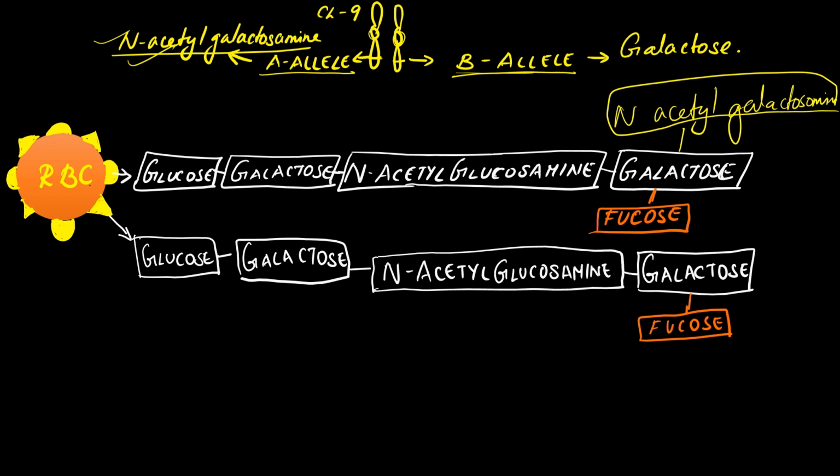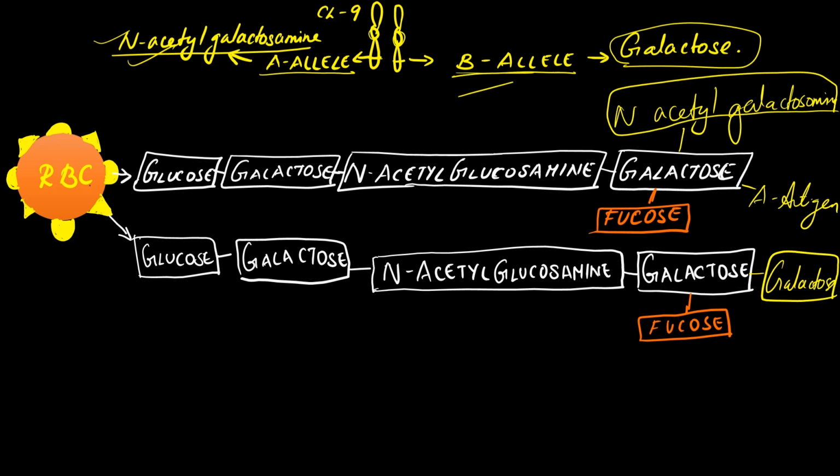N-acetyl galactosamine, and that will be differentiated into A antigen. And now the B allele is there. The B allele will produce galactose transferase, and the transferase enzyme will transfer galactose to the H antigen. So they will be transferring galactose to another H antigen, and this will become B antigen now. So this blood group is going to have A antigen also, B antigen also, AB antigen.